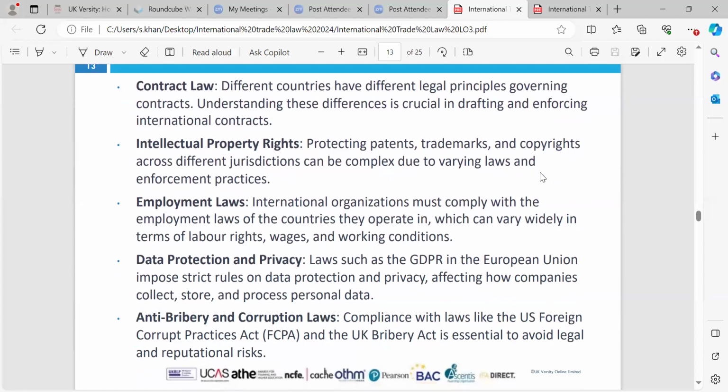Employment law, we looked at the importance of employment law, so how they must comply with labour rights, wages and working conditions, because it's really important that you take into account the employment laws. Data protection and privacy, so laws such as GDPR in the European Union and anti-bribery and corruption laws.